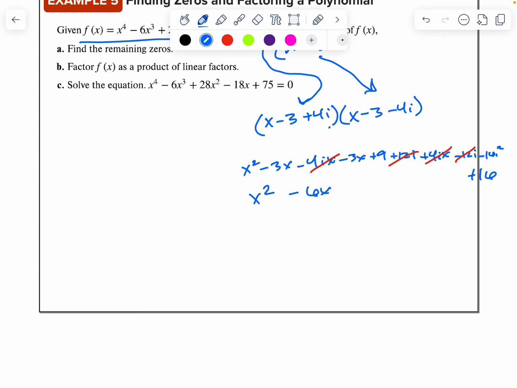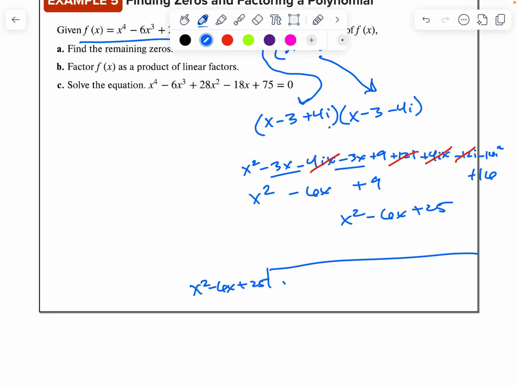x squared minus 6x plus 9. That makes the minus 6x plus 16. x squared minus 6x plus 25. All right, now we have our number. That's where I made my mistake. x squared minus 6x plus 25 needs to go into x to the fourth minus 6x to the third plus 28x squared minus 18x plus 75.